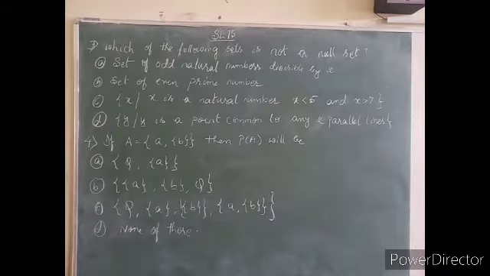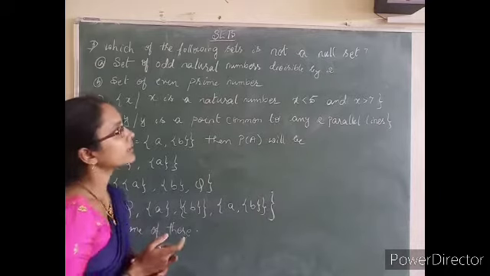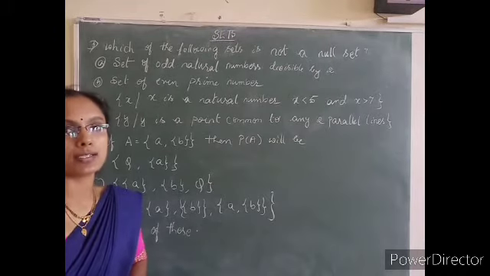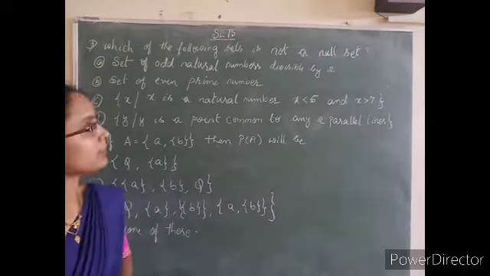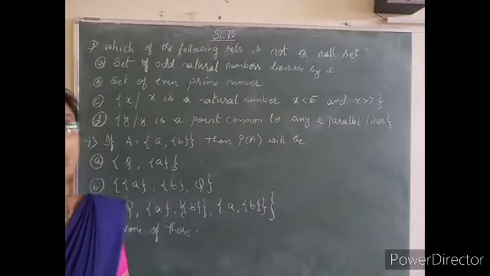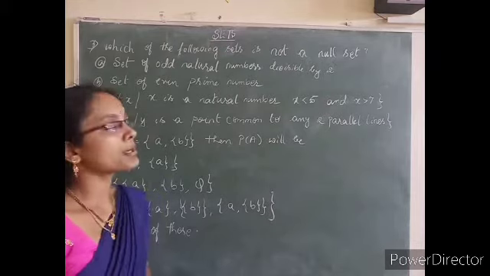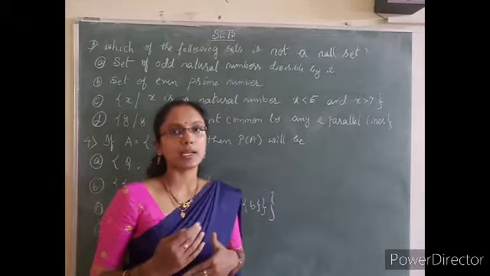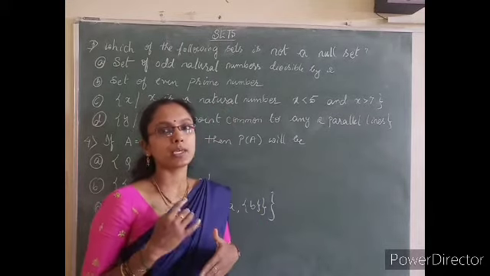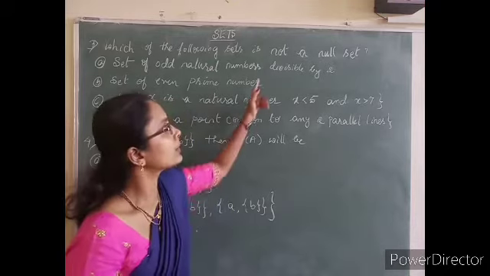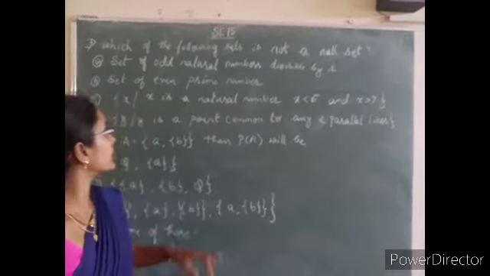The next question: which of the following sets is not a null set? Null set, empty set, void set, all have the same meaning. The first option is the set of odd natural numbers divisible by 2. If you want to divide by 2, the number should be even. Only even numbers can be divided by 2. Therefore, the first one is an empty set.